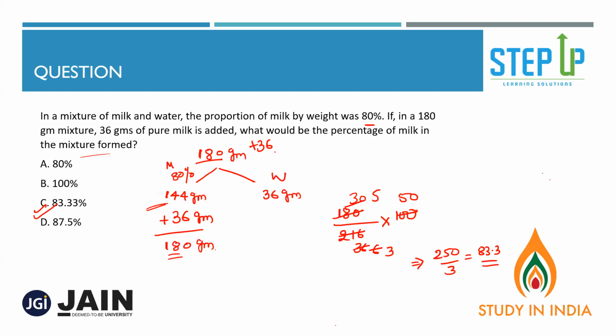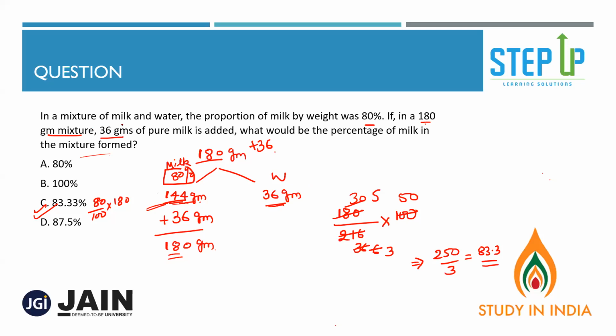Not understood? So Durgesh, 180 gram is the mixture of milk and water, right? 80% is milk. If 80% is milk, it means that 80% of 180 is 144. In the mixture of milk and water, the proportion of milk by weight is 80%. Now they haven't given this 180 directly in the beginning, they have given it at the end. So that's 144. If 144 gram is milk, it means that the remaining gram is water. And what is that remaining gram? That remaining gram is 36 gram.